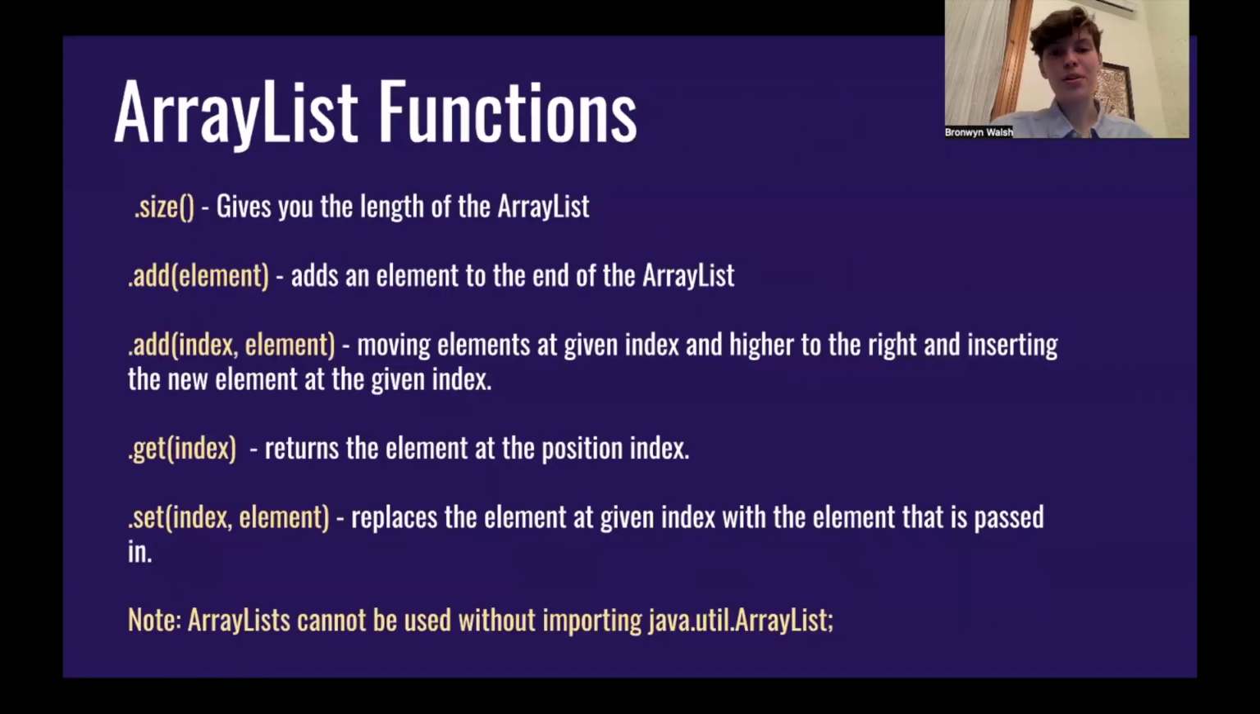So let's go over a couple of ArrayList methods. First, we have the size method, which gives you the length of the ArrayList. You can have add(element), which adds an element to the end of the ArrayList. add(index, element) moves elements at the given index and higher to the right and inserts the new element at the given index. get(index) returns the element at the position index. set(index, element) replaces the element at any given index with the element that is passed in.